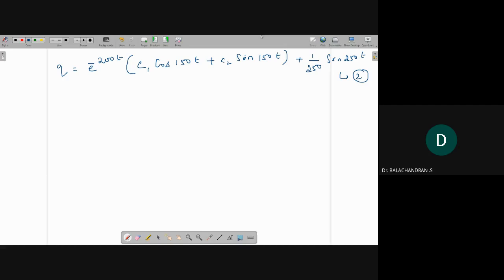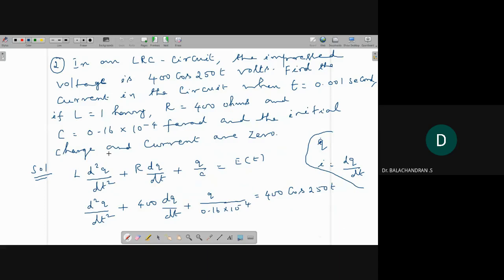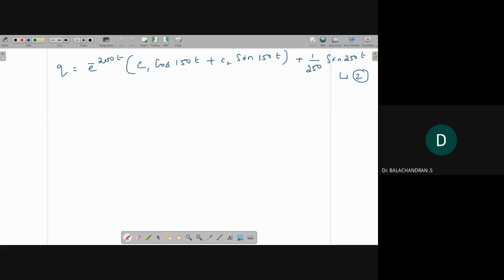And what is given in the question? Initial condition. Initial charge is 0 and initial current is 0. So initial charge is 0 means, when t equal to 0, q equal to 0. So now you should use this condition in equation 2: 0 equal to e power 0 into C1 plus 0 plus C2 into 0. So this implies C1 equal to 0.